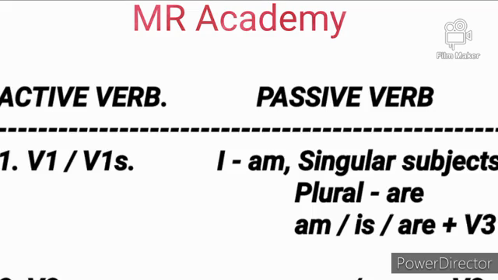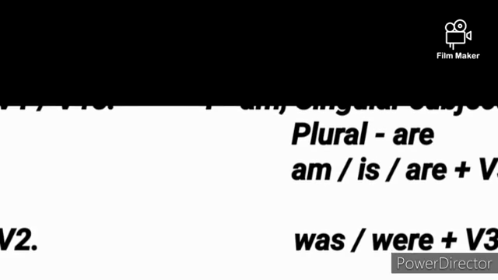First, if your active verb is V1 or V1S, that is simple present form, then your passive verb will be am or is or are plus V3. So am is for the subject I, is for singular subjects and are for plural subjects. And verb 3, you know very well, the main verb of the passive form is always verb 3, correct?